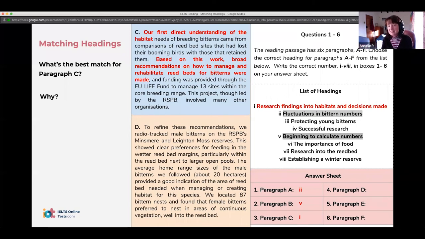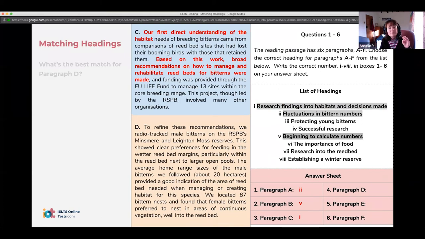So we've got the understanding, we've got the recommendations, which is the same as the decisions, and we've got the example of the habitat, which is the reed bed. And we've also got habitat itself in the first part. So we've got some words that are the same, and we've also got the synonyms there. If you're basing it on the work, that's the findings, go forward to make decisions or recommendations. That's quite a tricky one. And again, things like project, funding, work, understanding, these are all words related to research and findings.